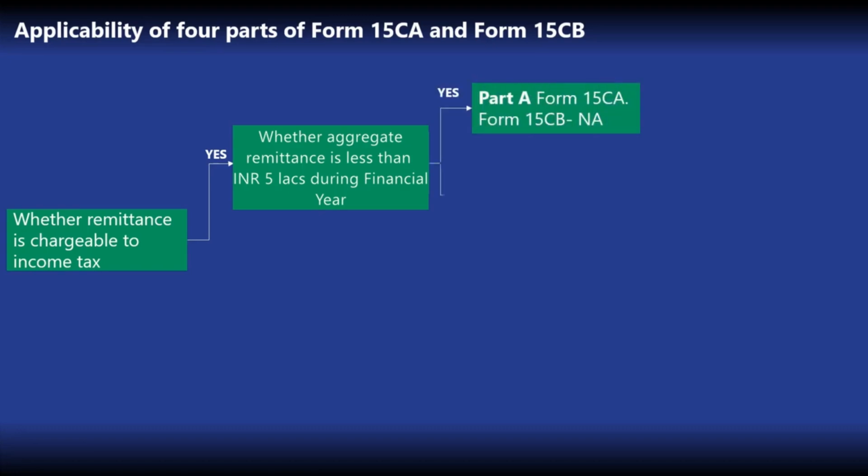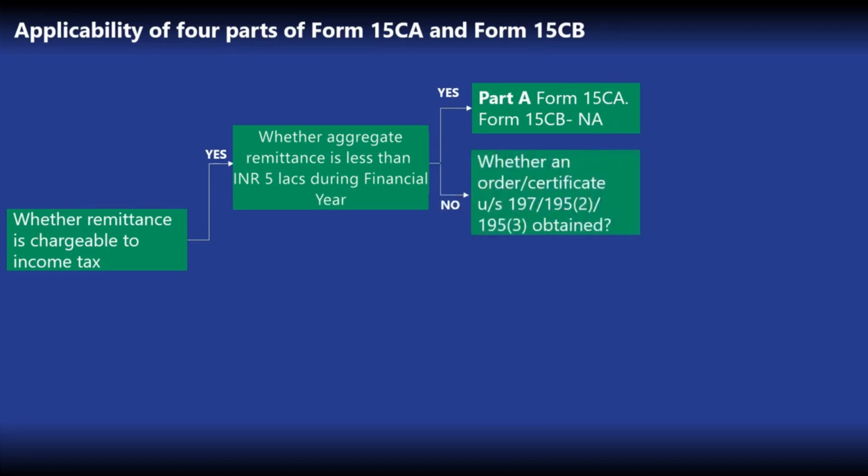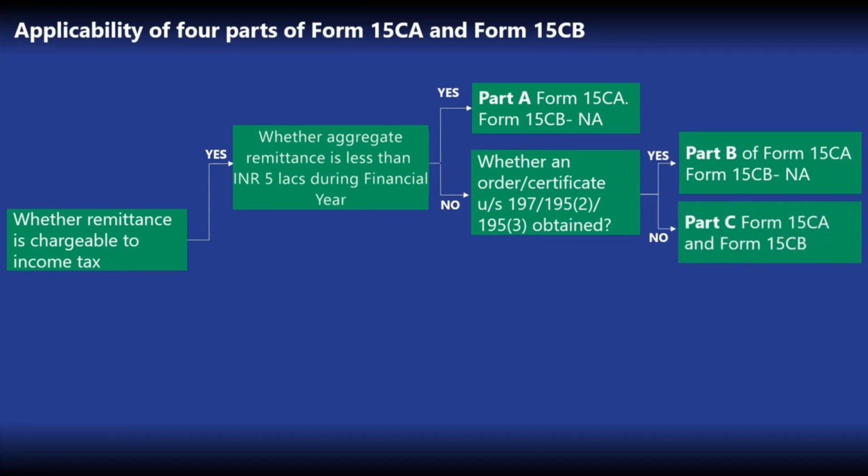If the amount is more than Rs 5 lakhs and it is chargeable to income tax, please check whether an order or a certificate from an assessing officer has been obtained. If the order has been obtained, then Part B of Form 15CA will be applicable. Form 15CB will not be applicable. However, if the amount of remittance is chargeable to income tax, it is more than Rs 5 lakhs and the order from the assessing officer has not been obtained, Part C of Form 15CA will be applicable and it is required to be filed along with a certificate from Chartered Accountant in Form 15CB.